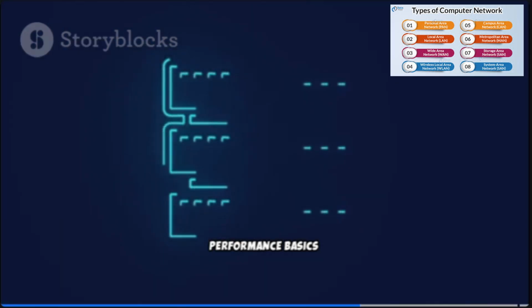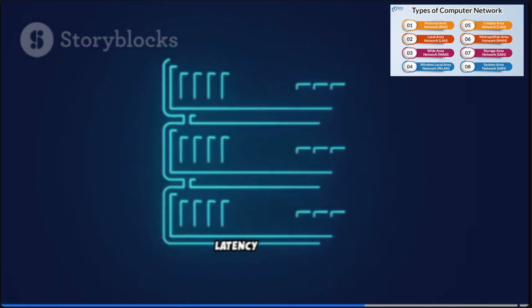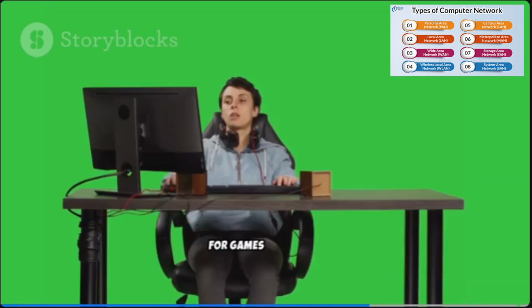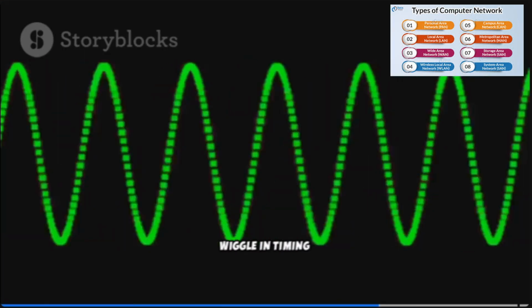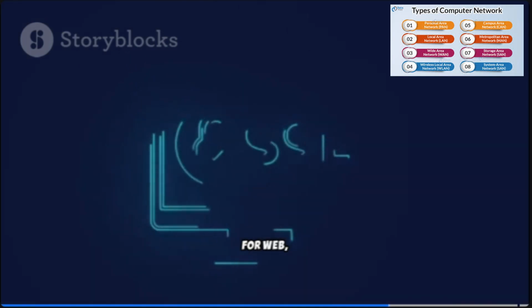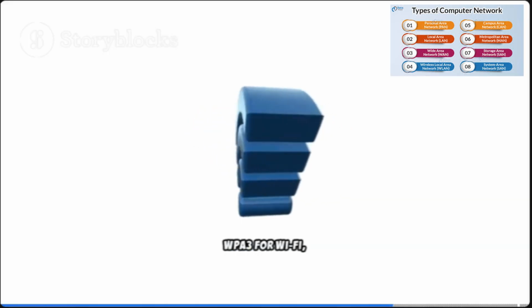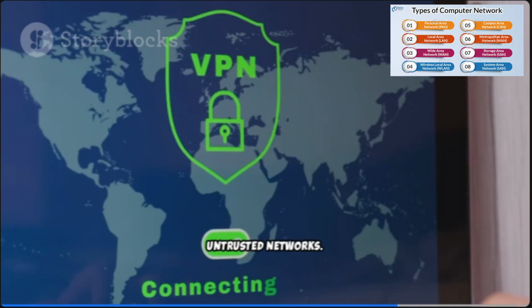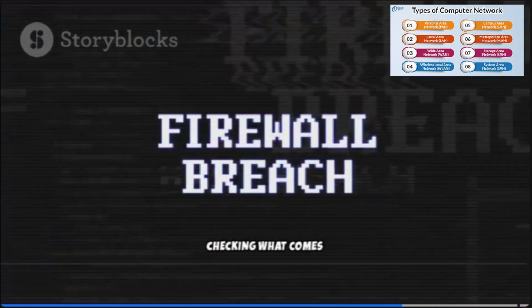Performance basics. Bandwidth is how wide the pipe is. Latency is how far the pipe is. For games and calls, latency hurts more than raw speed. Jitter is the wiggle in timing that makes video stutter. Security: encrypt with TLS for web, WPA3 for Wi-Fi, and use VPNs for untrusted networks. Firewalls act like customs, checking what comes in and out.